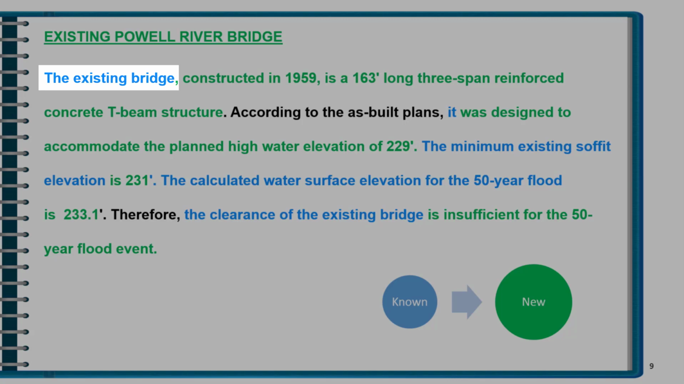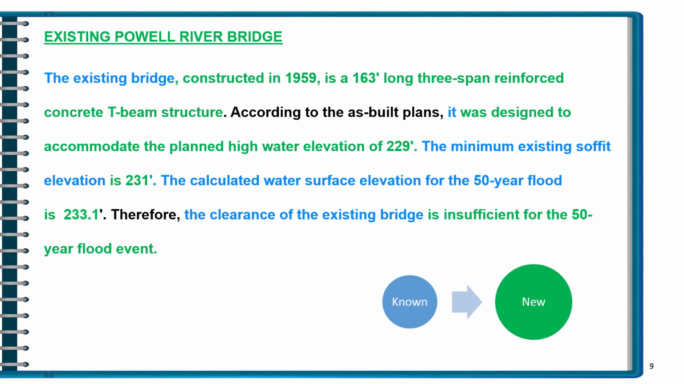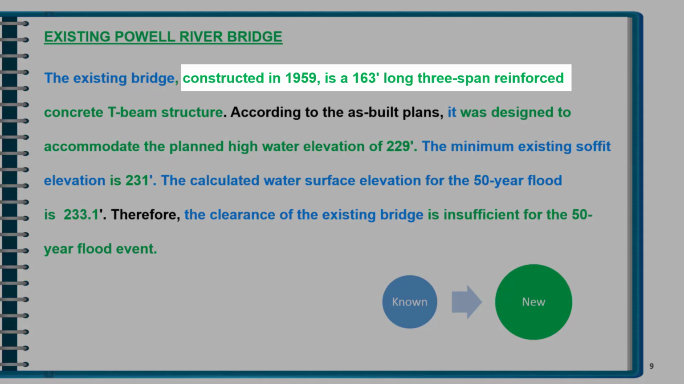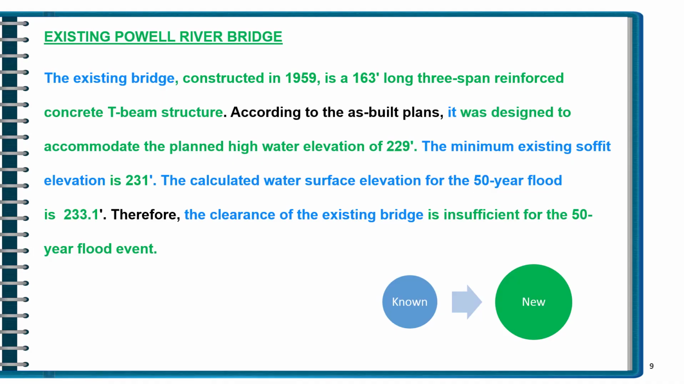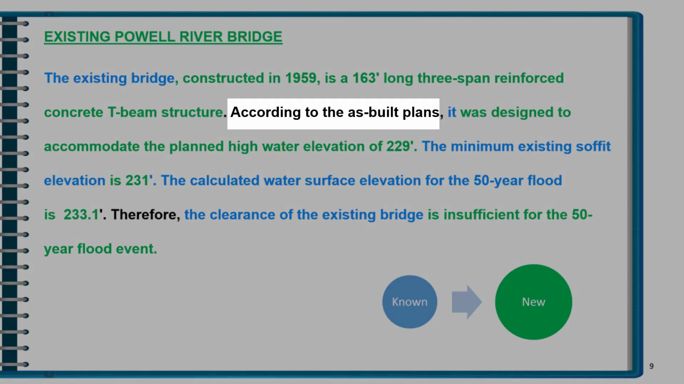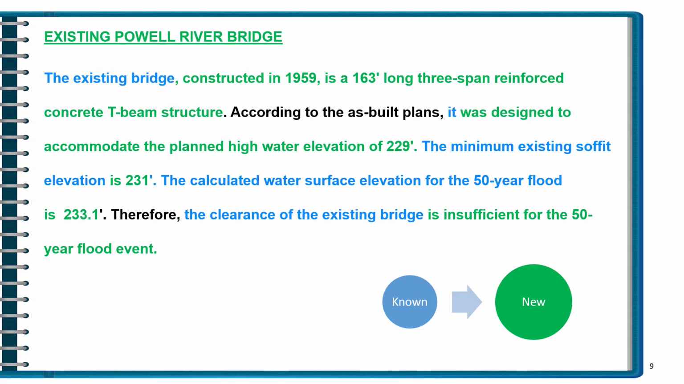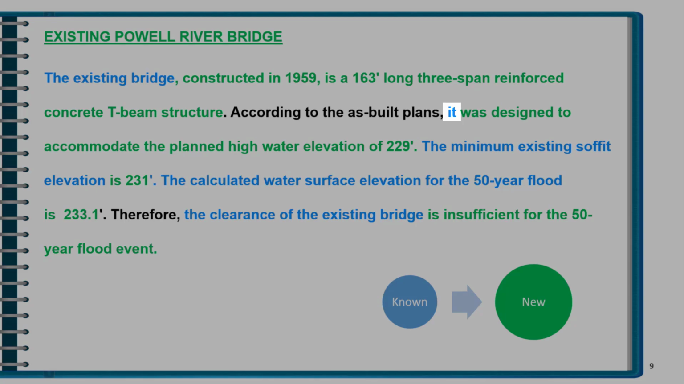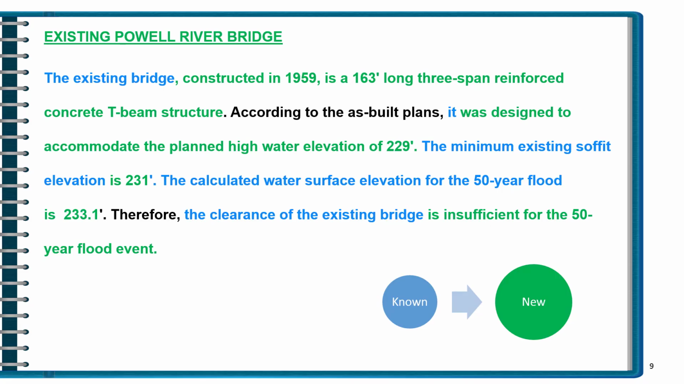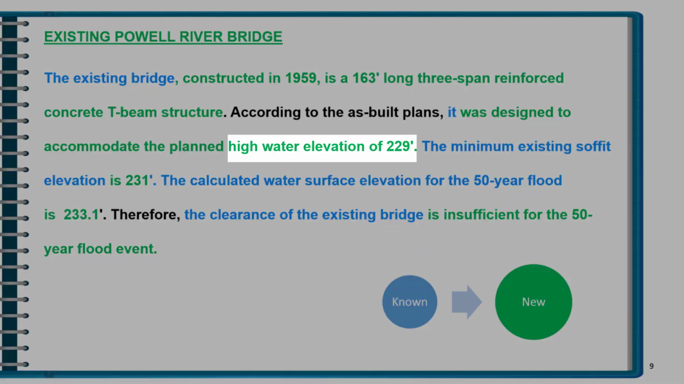Sentence 1 begins with known information established in the heading. The new information describes its age and characteristics. Sentence 2 has an introductory phrase with inferable information for these readers. Structures have plans. Sentence 2 uses the pronoun it as the subject that refers to the same known object, the bridge. The new information concerns high water.